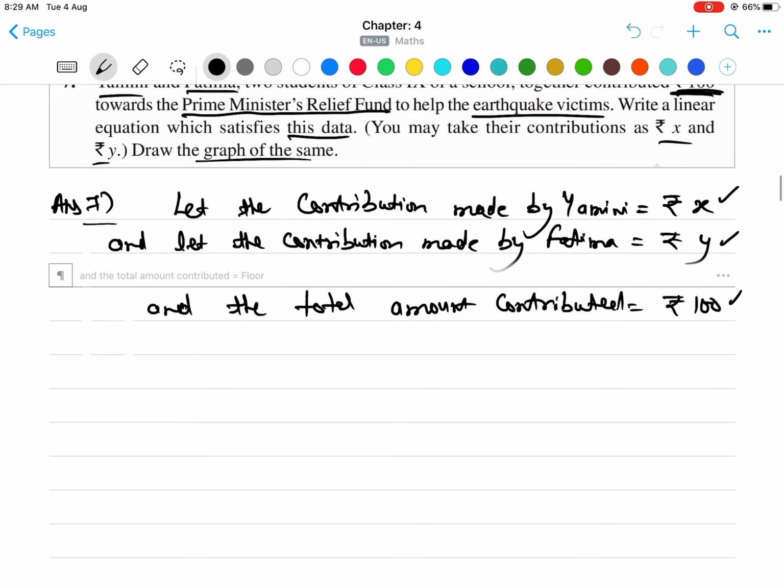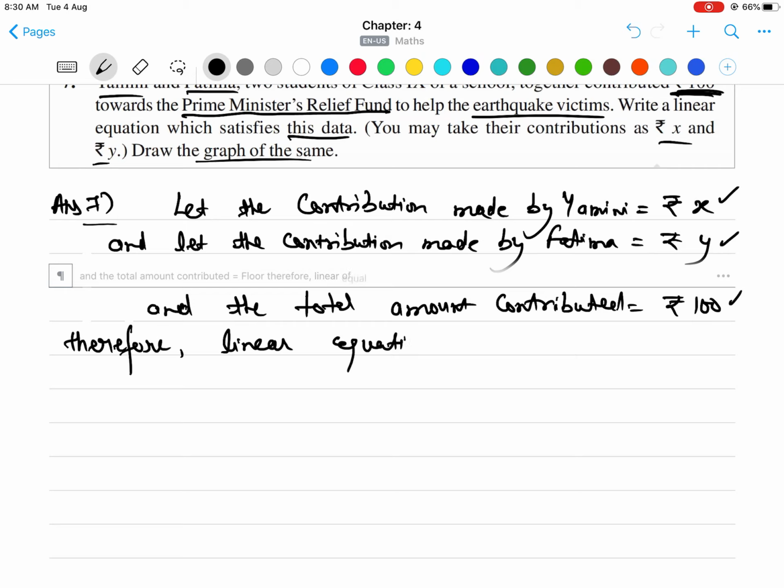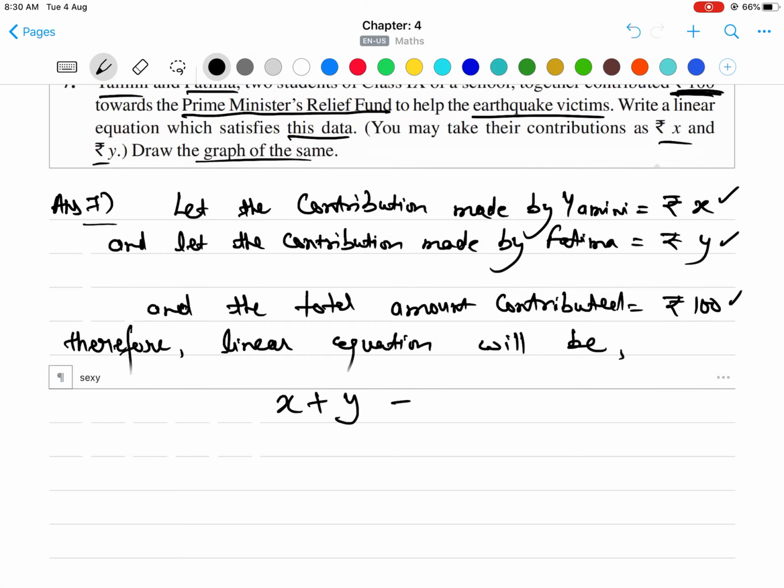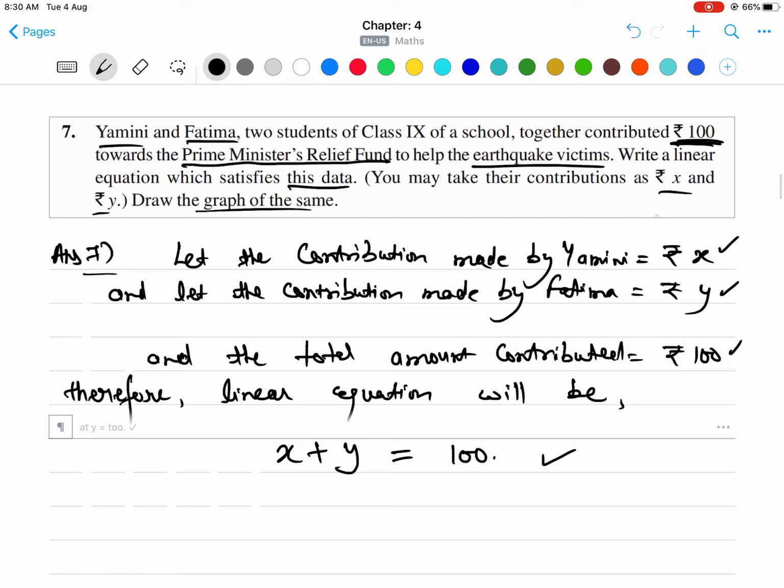Okay, so therefore the linear equation will be: the contribution made by Yamini plus the contribution made by Fatima is equal to 100 rupees, x plus y equals 100. So that's a linear equation in two variables. Okay, that's what we are asked to write. So we are asked to write a linear equation which satisfies the data. So the contribution made by Yamini and Fatima is equal to 100 rupees.